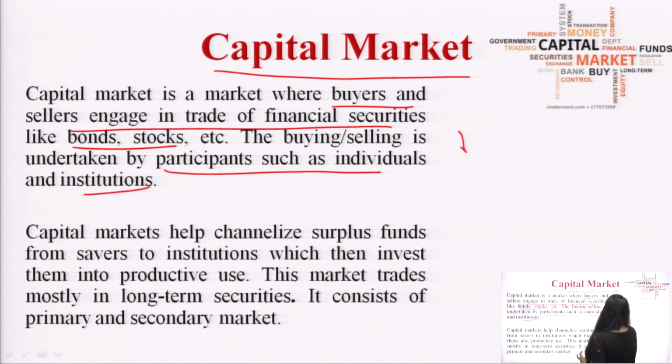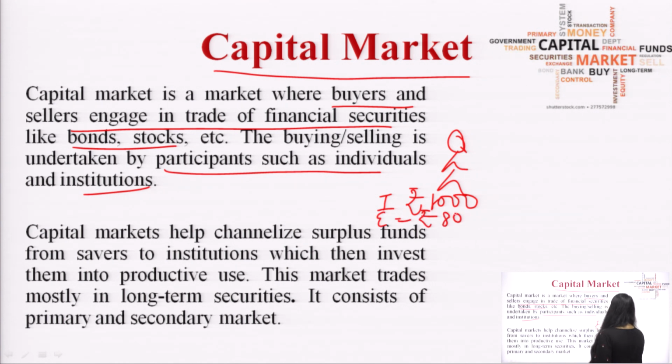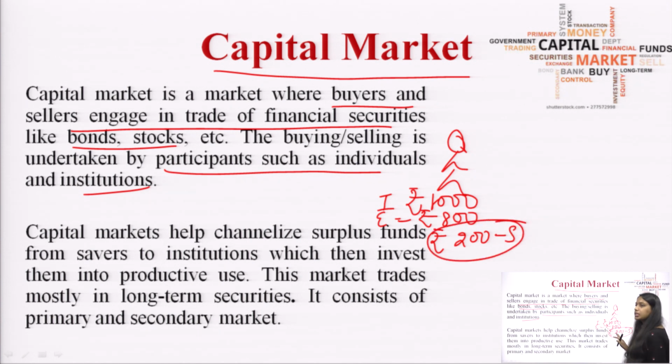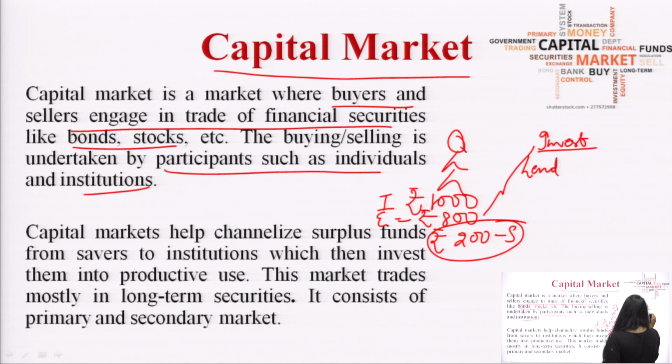Now what actually happens, suppose this is an individual, and for this individual the income is rupees 1000 and the expense is rupees 800. So what is happening? The income is 1000, the expenses are rupees 800. So the individual is able to save rupees 200. Now when the individual is able to save rupees 200, what will that individual do with this money? That individual will invest this money. Where can this individual invest this money? Either he or she can lend this money to somebody else or can save this money in their bank account.